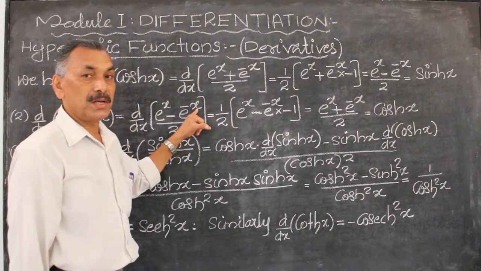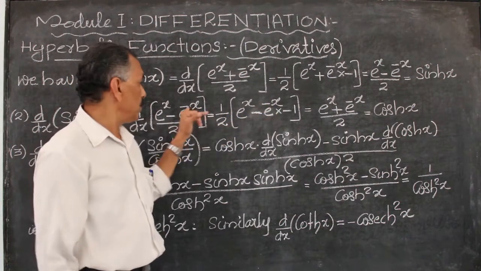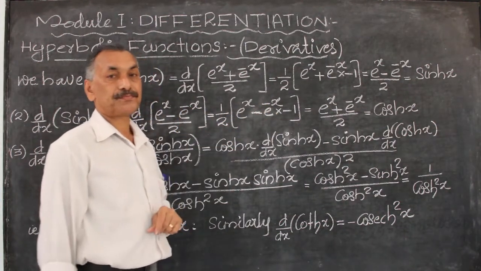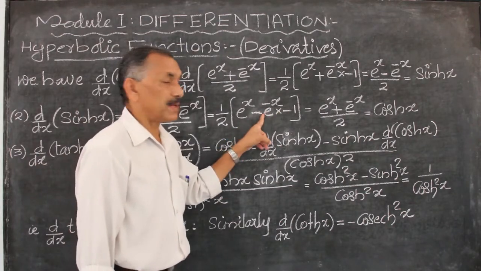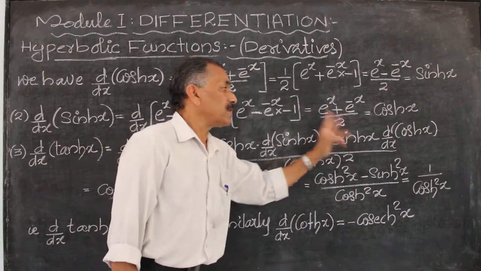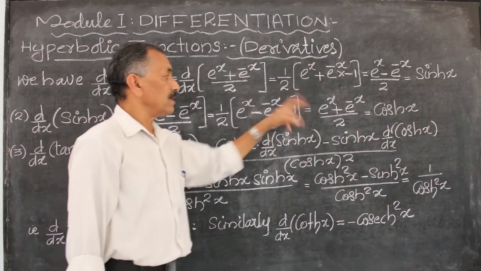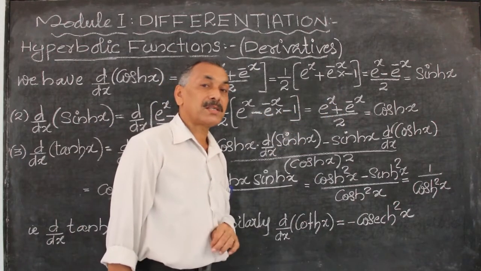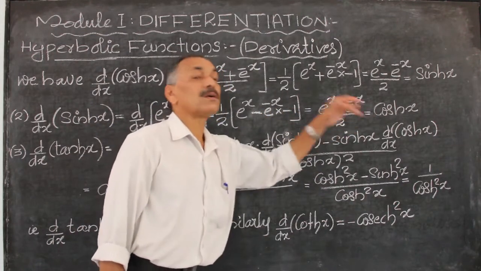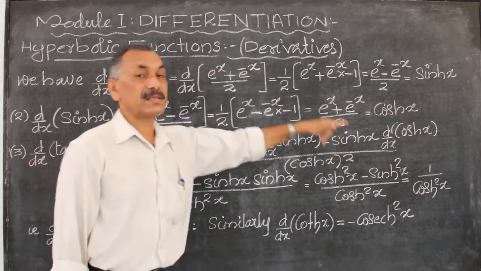The derivative of e^u is e^u. So the derivative of e^(-x) is e^(-x) into the derivative of minus x, which is minus 1. Now the minus becomes plus: (e^x plus e^(-x)) divided by 2. E^x plus e^(-x) divided by 2 is equal to cosh x. That is, the derivative of sinh x is equal to cosh x.